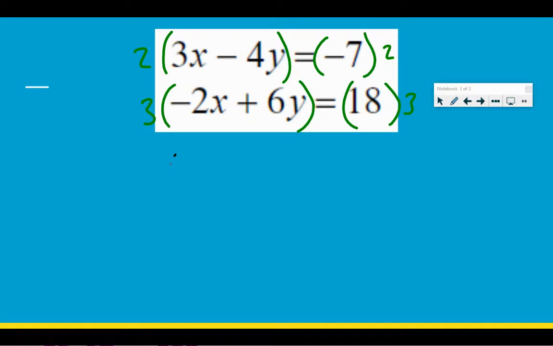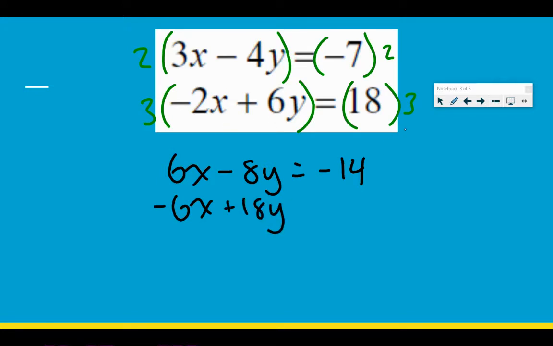2 times 3x is 6x. 2 times negative 4y is negative 8y. And negative 7 times 2 is negative 14. Make sure you multiply all terms. 3 times negative 2x is negative 6x. 3 times 6 is 18 times y. And 3 times 18 is 54. So now I have a positive 6 and a negative 6, so I can add my equations together.